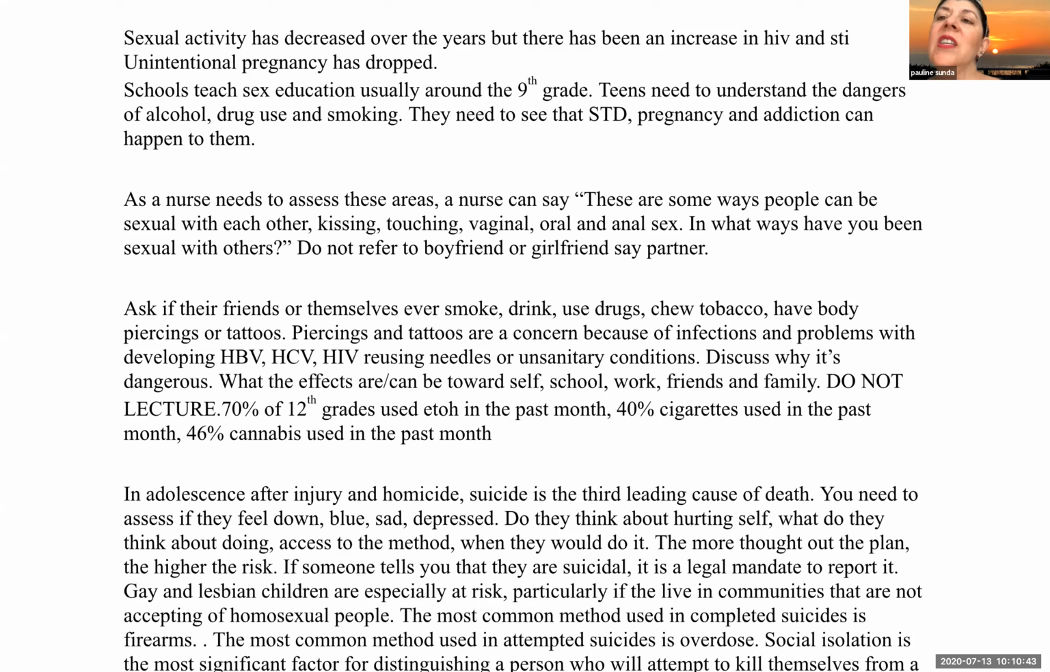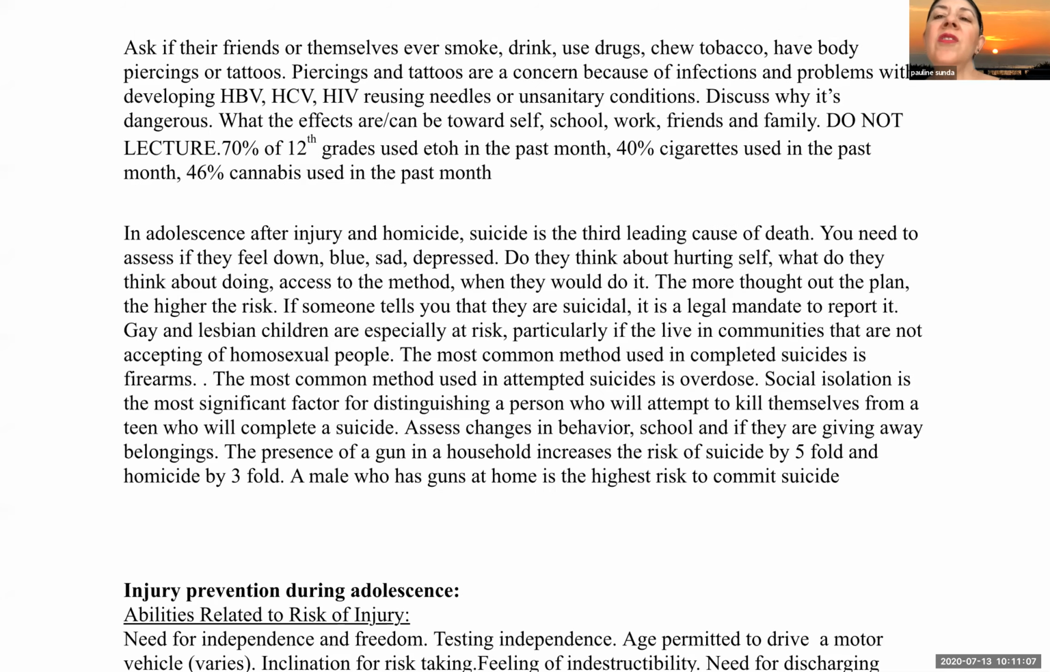As a nurse, you need to assess these different areas and talk to them about different ways of being sexually active. And then ask them, in what ways have they been sexually active? We don't want to refer to a boyfriend or a girlfriend. You want to refer to a partner because you don't want to stereotype. Also, you want to ask about their friends.